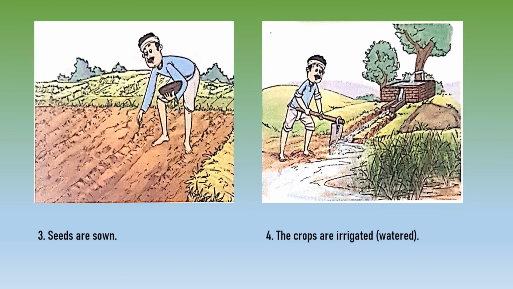The farmer also has to see how he will water the plants, water the crops that he has grown. And here comes irrigation. In the fourth stage, after the seeds are sown, the crops are irrigated or watered by the farmer.